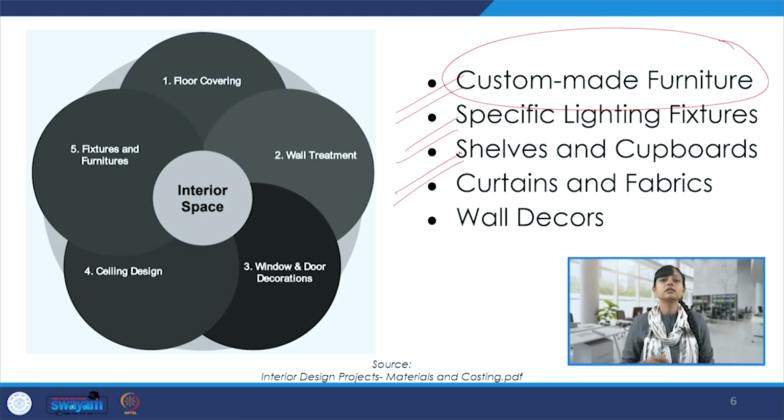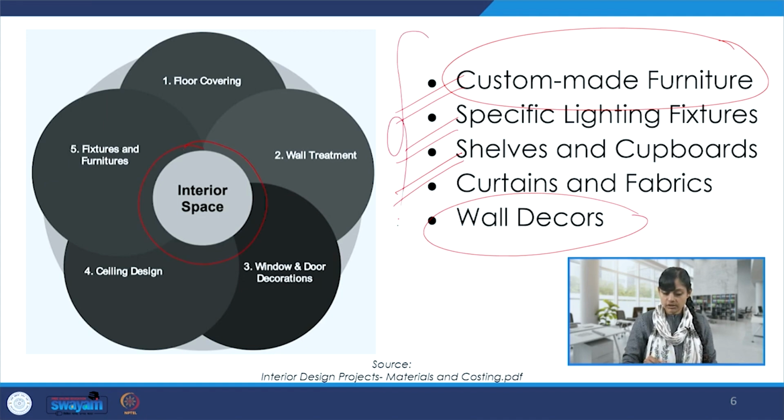Shelves and cupboards, curtains and fabrics, and wall decors. So, when we talk about interior space, we can talk about all of these components which need to be factored in while we are talking about the whole to part and part to whole, and then this also adds up for finding out the cost of the overall project. And of course, we have talked about these important aspects in any case throughout different lectures. So floor covering, wall treatment, window and door decorations, ceiling design, and fixtures and furnitures.